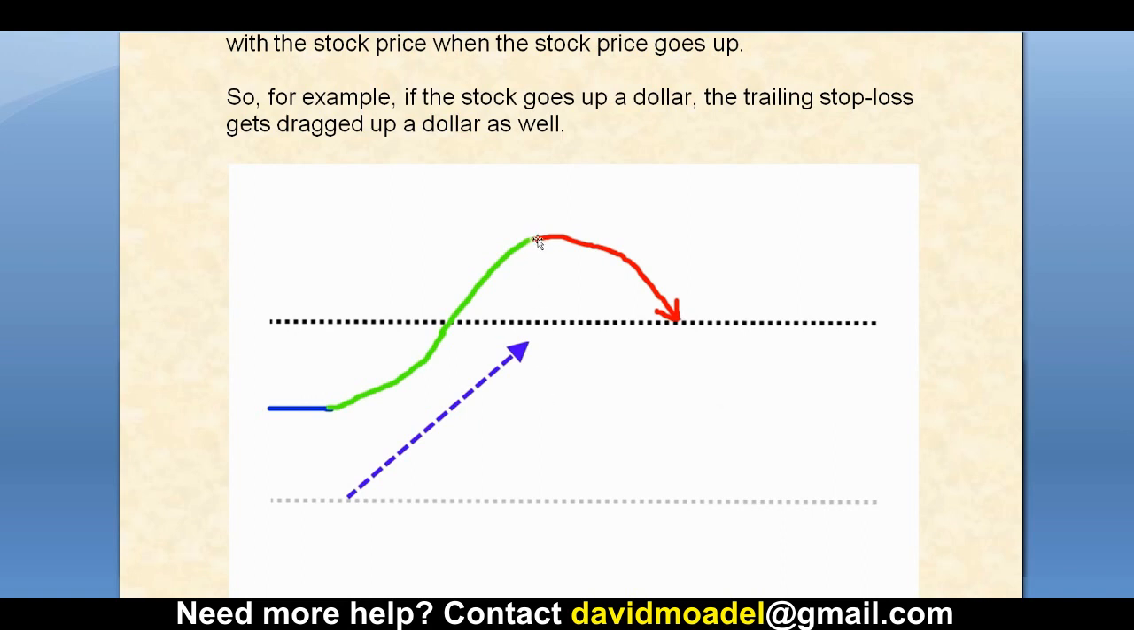All right. Now when the stock stops going up and starts to go sideways and then down, the dotted line, the trailing stop loss, doesn't go down with it. It just stays there. And so you get stopped out here for a profit, okay, because it's higher than where you bought it. That's a lot better than before when you got stopped out down here for a loss.